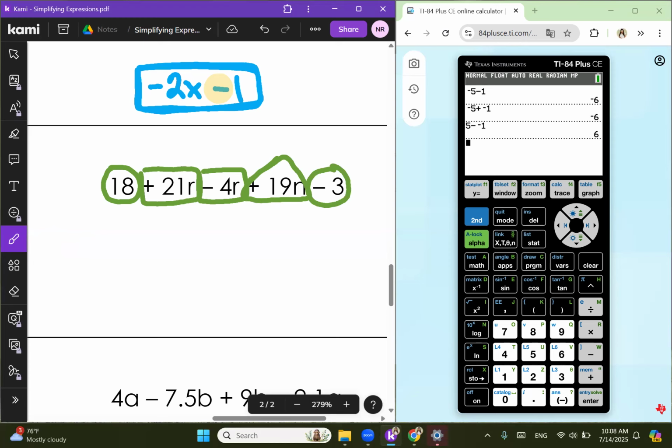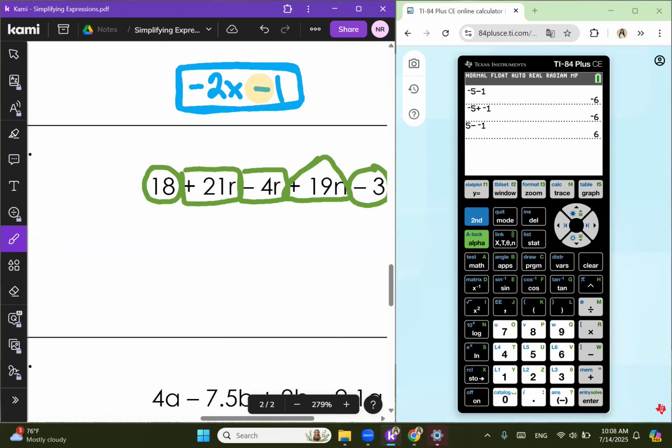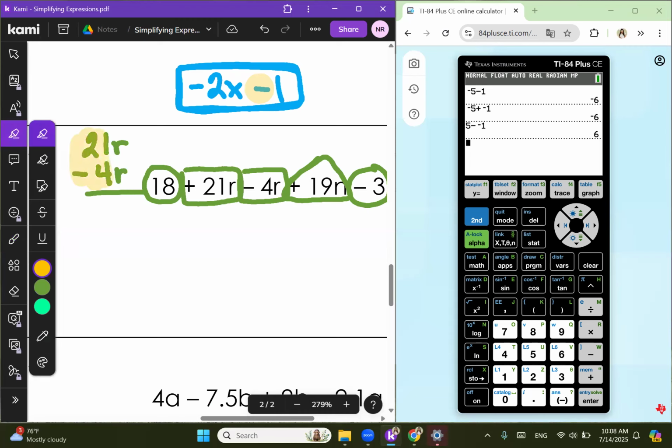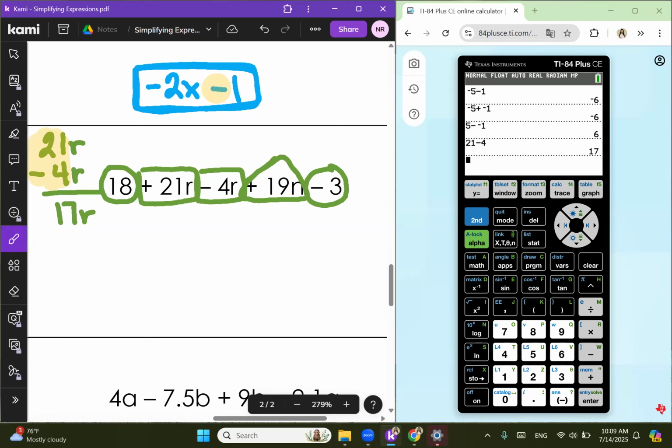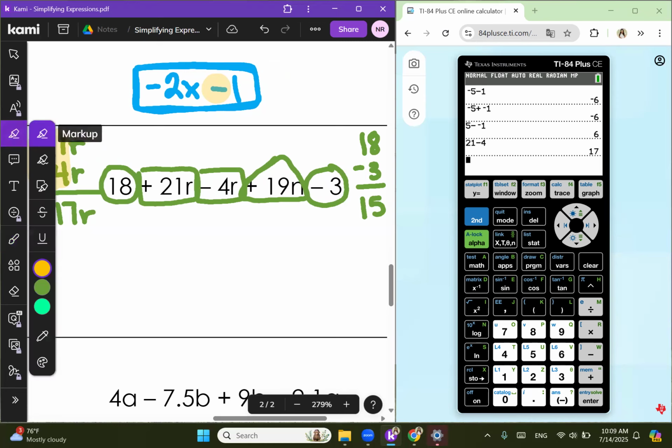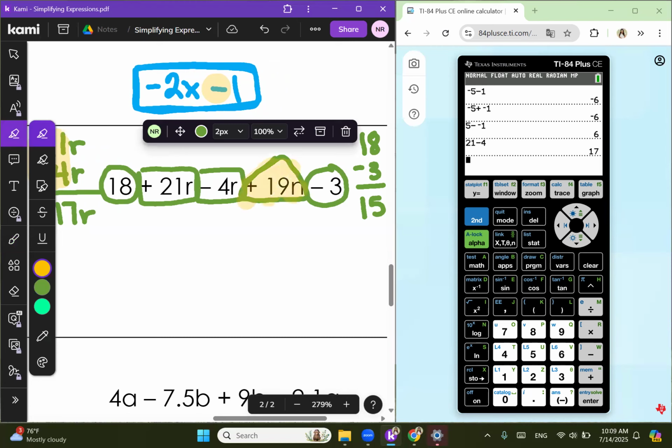We're getting into some bigger expressions, so just be careful. All right, so we get 21r minus 4r. So what do I actually type in the calculator? 21 minus 4. Do we type the variable? No, we don't. 21 minus 4, 17r. On the other side, what are my constants? 18 minus 3. Hopefully we don't need a calculator for that. Gives us 15.